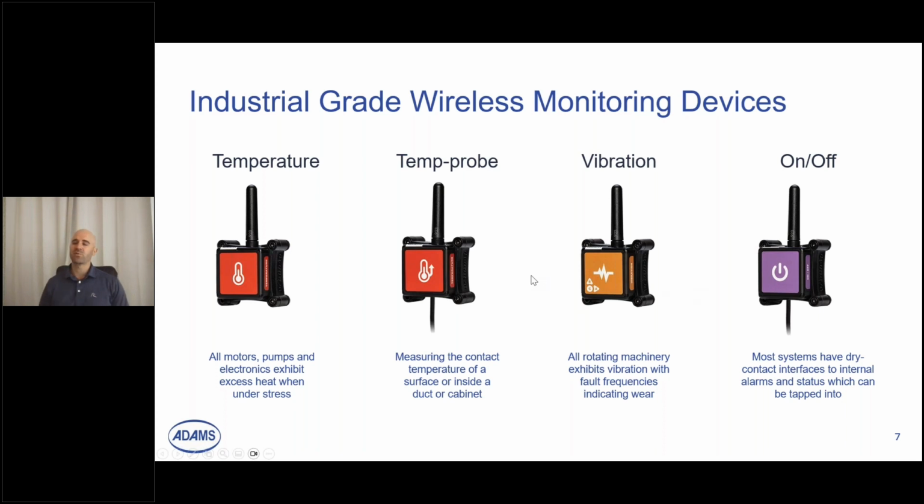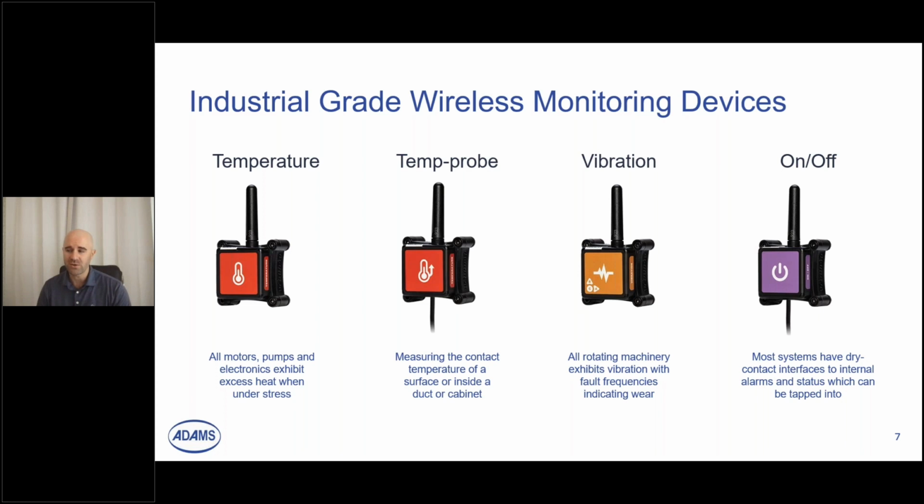Next one is a temperature probe. There are a few different versions of the temperature probe. The one you see on your screen has one cable coming off of it, so at the other end of that is a probe, and that is what we would typically epoxy onto a surface, like the bearing of a motor, or you want to get the contact temperature of a pipe or inside of a duct or cabinet. This gives you contact temperature as opposed to the other sensor doing ambient. There's also a multi-probe version with 3 different probes coming out, so you can get 3 different contact temperatures from one sensor.